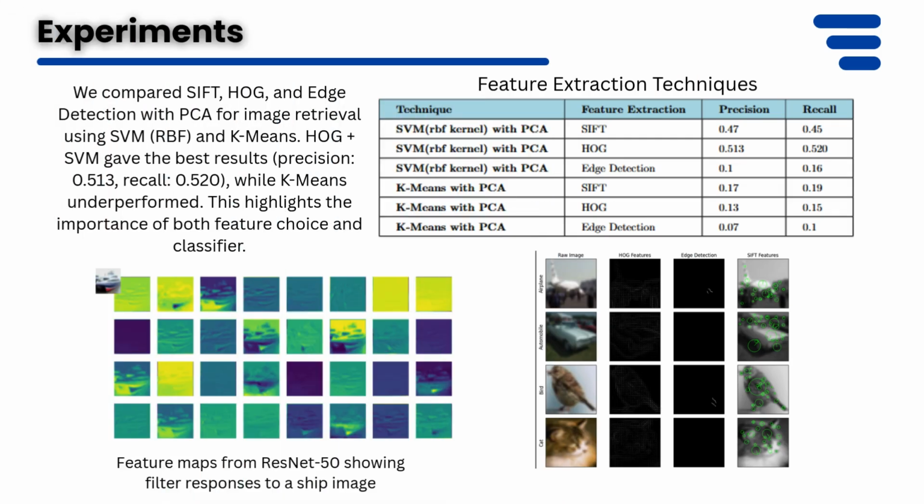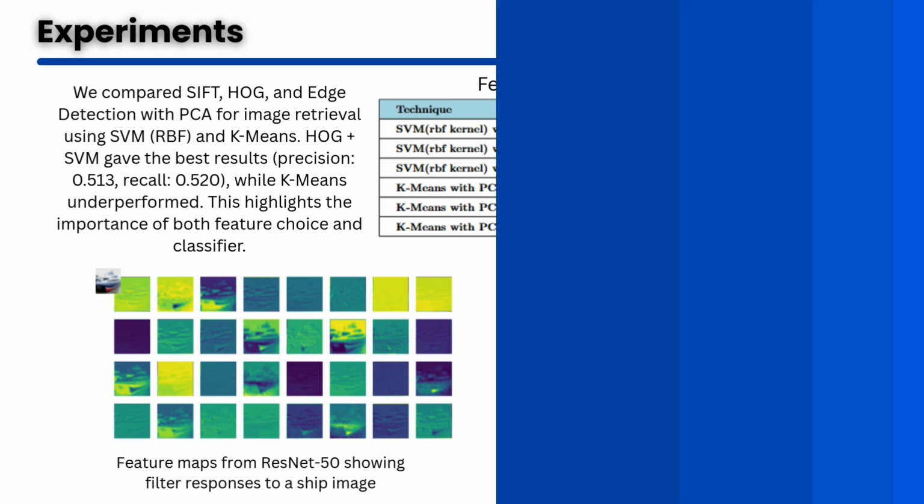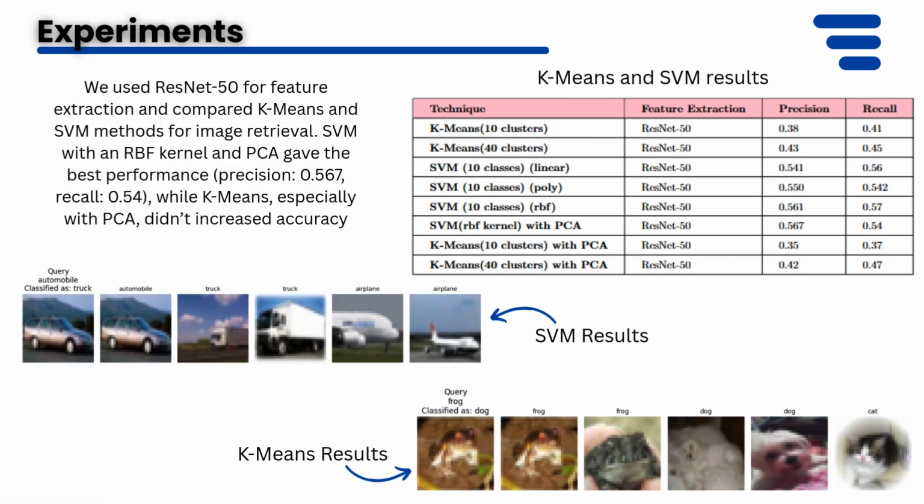We experimented with various feature extracting techniques such as SIFT, HOG and edge detection combined with PCA for dimensionality reduction. These features were then used with two classifiers, SVM and K-means. Next, we used deep features from ResNet-50 and applied them with both K-means and SVM classifiers.